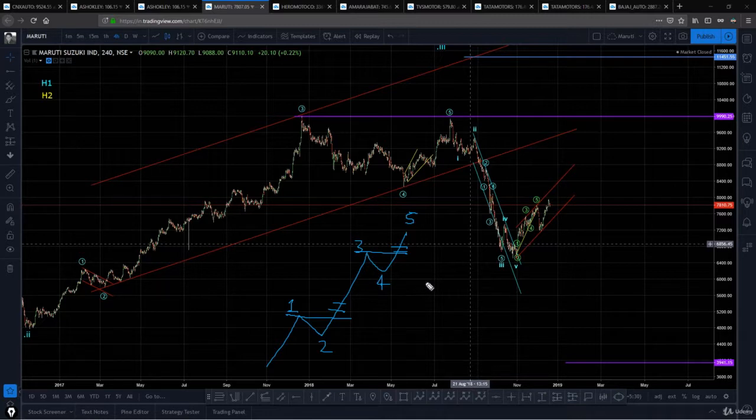Now if we look at a truncation, everything is normal up till the point of wave 3, but wave 5 is unable to take out the high of wave 3, which means that the sellers are dominating the market. They don't even want the market to complete its typical behavior, which is to take out the high of wave 3, because as I mentioned, most likely wave 5 will take out the high of wave 3 in more than 80-85% of the cases, because truncated waves are quite rare, or not quite rare, but very less frequently occurring.